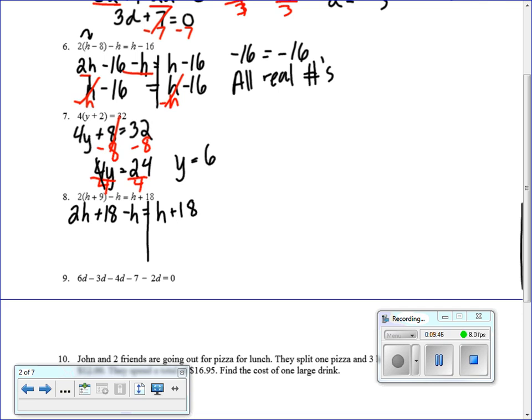Combine your like terms. So any like terms on this side, we're going to combine. Any like terms on this side, we're going to combine. We have 2h minus h, which gives you h plus 18 equals h plus 18.